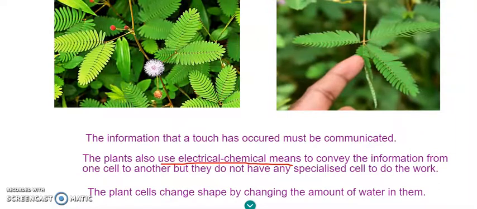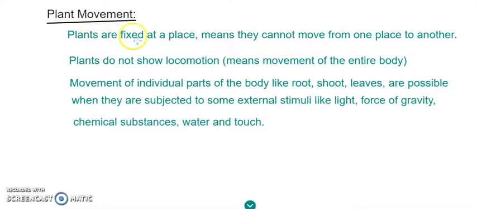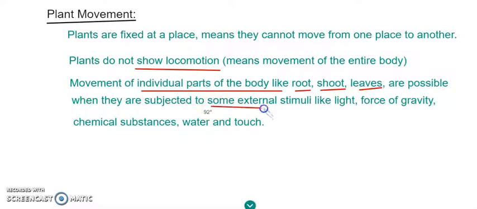So let's look into how plant movement happens and how they react to different stimuli. Now we know that plants are fixed. They do not move from one place to another. That means they will not show any movement of locomotion. But individual parts of the plant like root, shoot and leaf do show some changes by moving or by showing growth to external stimuli like light, force of gravity, chemical substance, water and touch. Now this movement of the body or the part of the body towards these external stimuli is called tropism.